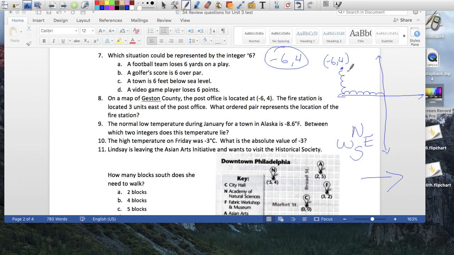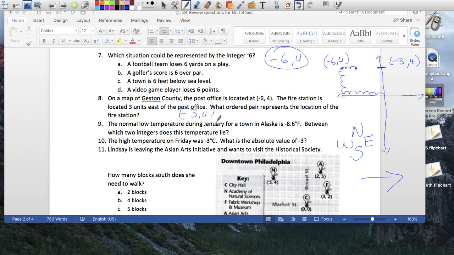So from negative 6, 4, if you go east, where would you go? 3 units east. So we're going to go from here. We're at negative 6, to the left. We go back 1, negative 5, go back another one, negative 4, go back another one, negative 3. So we would be at negative 3, and would still be at this level, which is 4. So when we go to the right 3 units, we would end up at negative 3 and 4. So the answer to this one would be negative 3, comma 4. Okay.